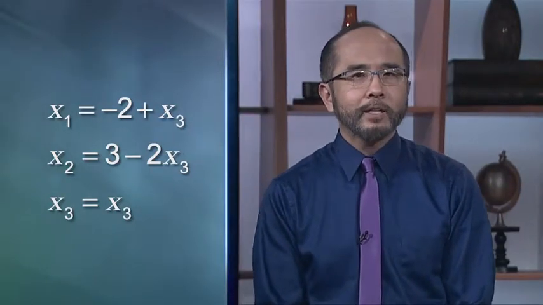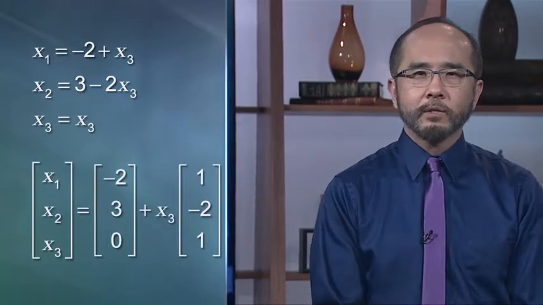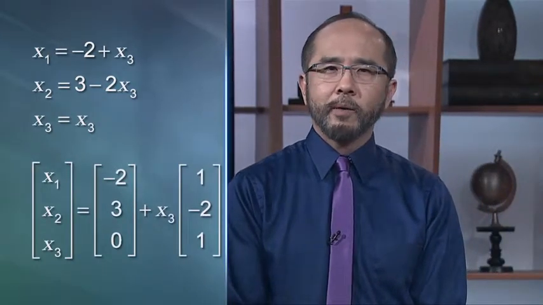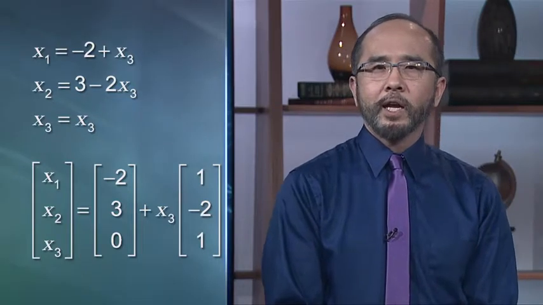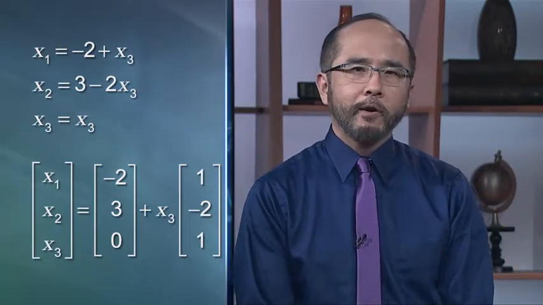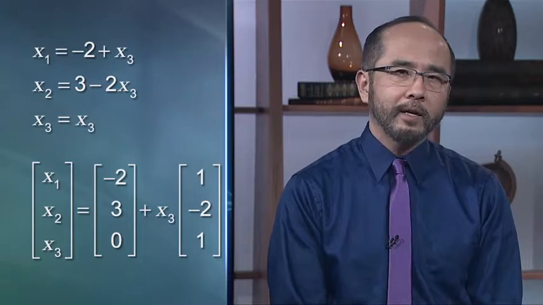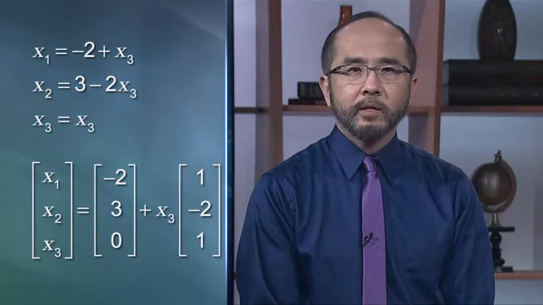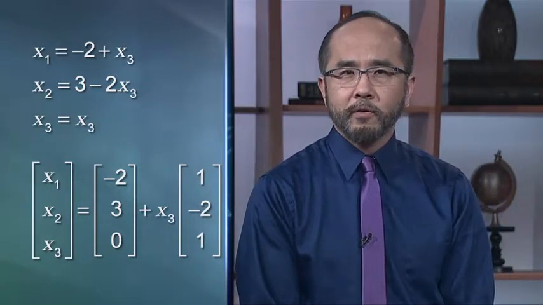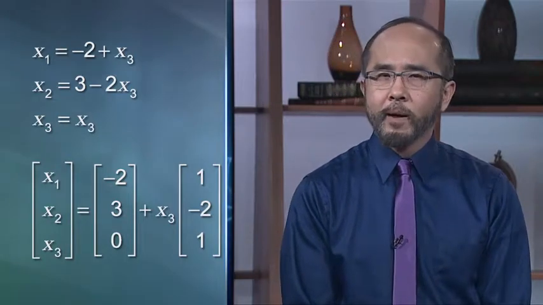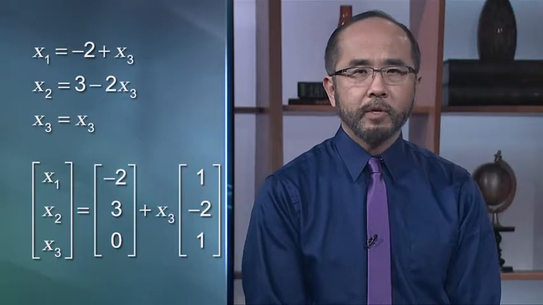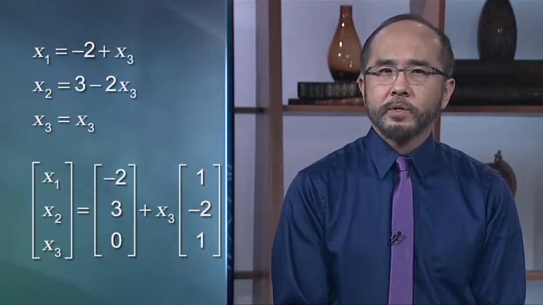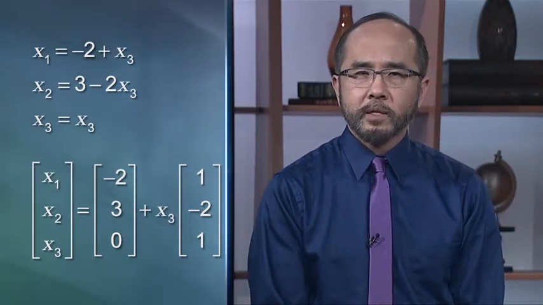This can be rewritten as a vector equation if I factor out the free variable. Since x3 can be chosen to be any real number, it can be thought of as a parameter. So you might recognize this vector expression as a parametric description of a line, because it is a point, (-2, 3, 0), plus some parameter times a vector direction, (1, -2, 1). So the set of solutions to the original system is a line.